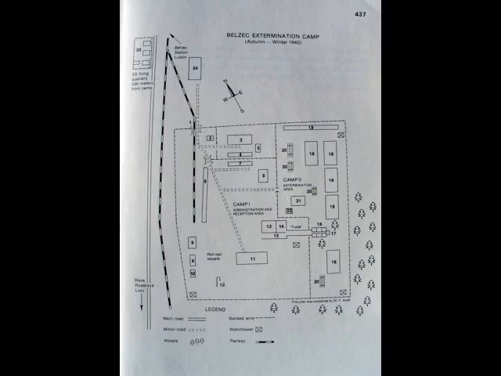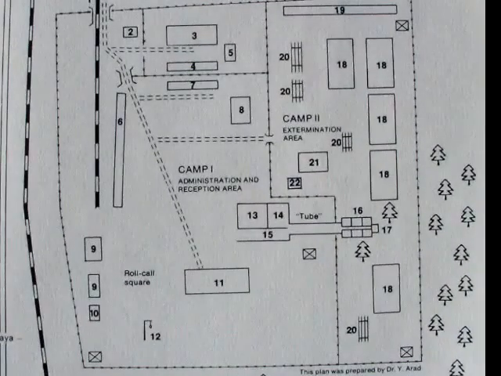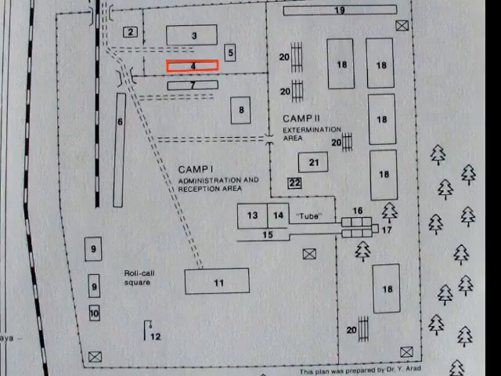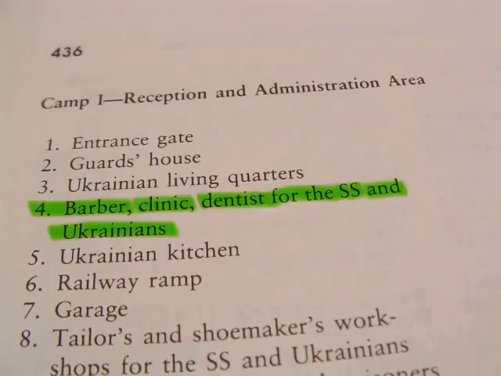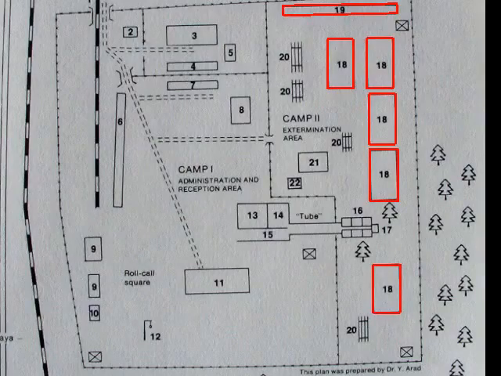Plus, let's look at Yitzhak Arad's map for a moment. What is number 3, in the top left, highlighted in red? If we look on the map key, we find that it is the Ukrainian living quarters. Number 4 right here says, Barber, Clinic, Dentist for the SS and Ukrainians. Number 5 is the Ukrainian kitchen. And remember that on Arad's map, the graves are in an orderly arrangement on the right side.